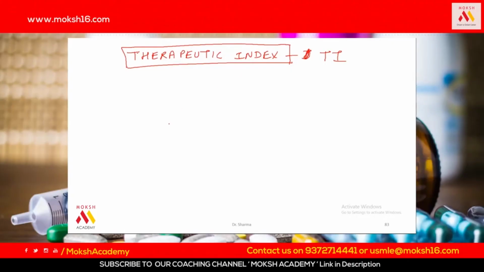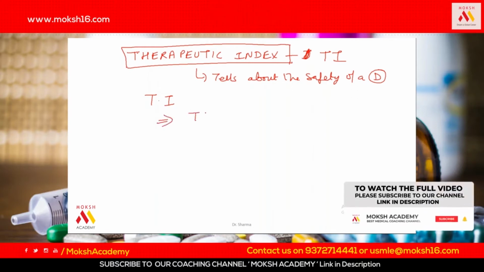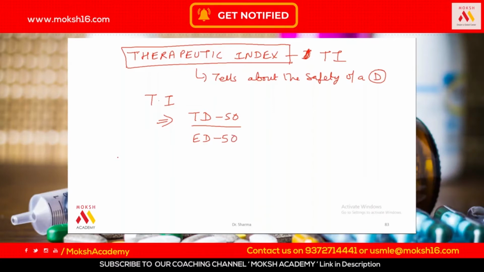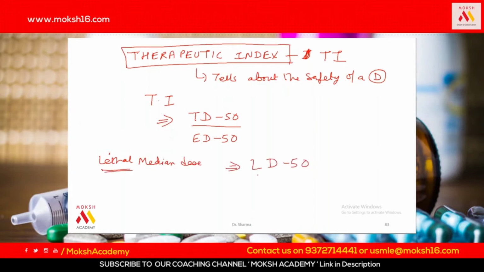Therapeutic index of the drug. So therapeutic index basically tells about the safety of a drug. Formula wise, you can write it as toxic dose 50, again it's a population concept, divided by the effective dose 50. Or else you can change the concept from toxic dose to lethal dose. So again we go to the lethal median dose, and if you go for the lethal one, then the formula becomes lethal dose 50 by effective dose 50.